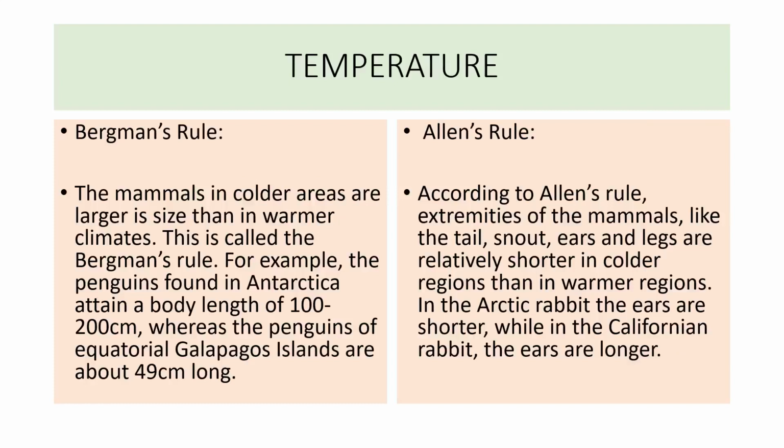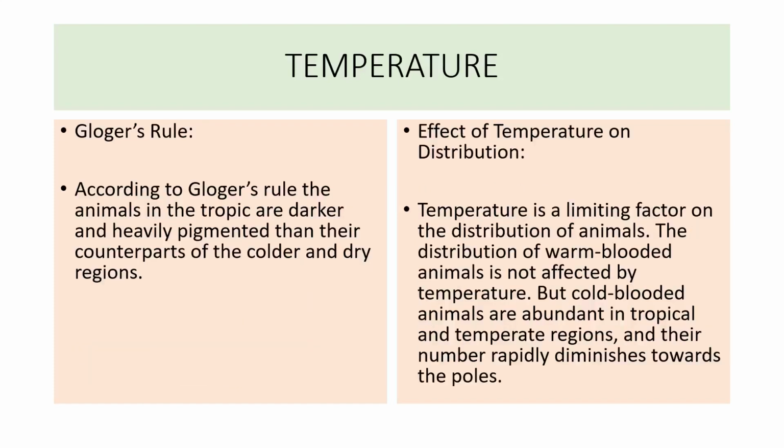So we have studied already the Bergmann's rule. What it says is, if the temperature is low, the body mass is higher, right? And then we have studied Allen's rule, which shows that if the temperature is higher, the extremities are longer. So all those individuals who are living in the warmer areas have got long tail, long snout, long ears, long legs, right? So extremities are longer in the case of Allen's rule.